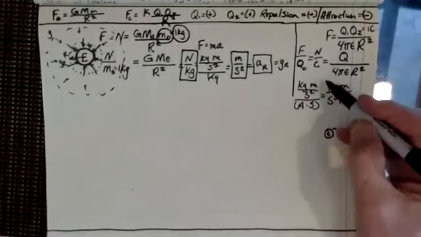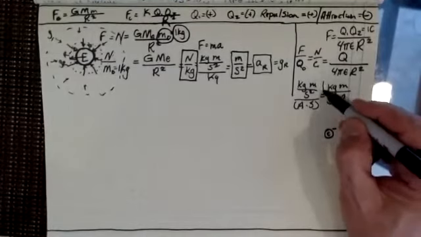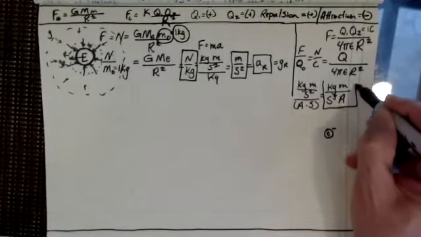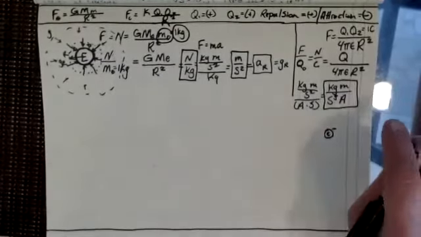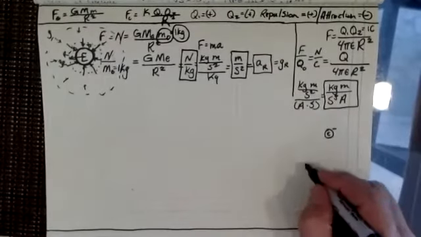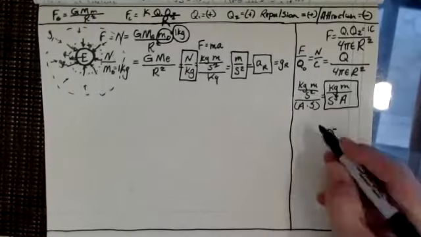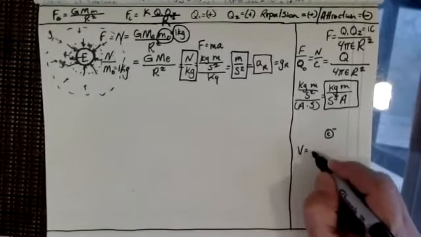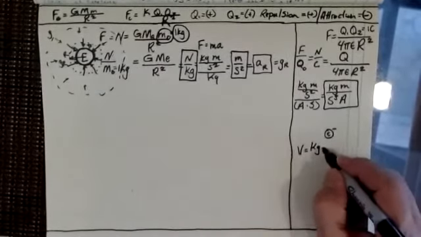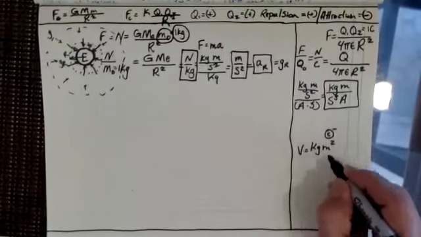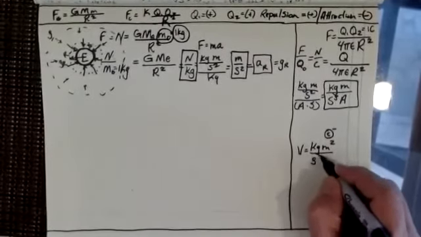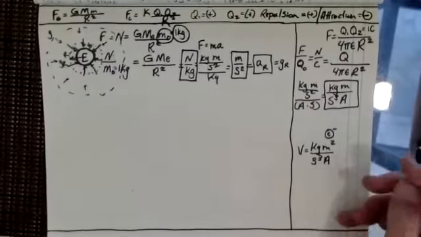Oh my God, a kilogram meter per seconds cubed amp. What does that look like? Well, a volt, let me continue this down here for a second. A volt is a kilogram meter squared per seconds cubed amp.